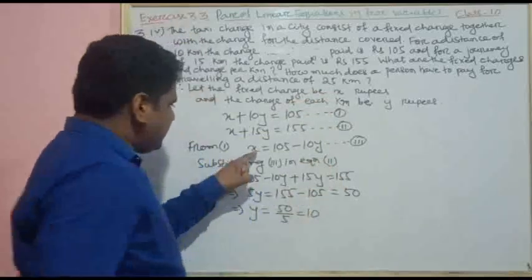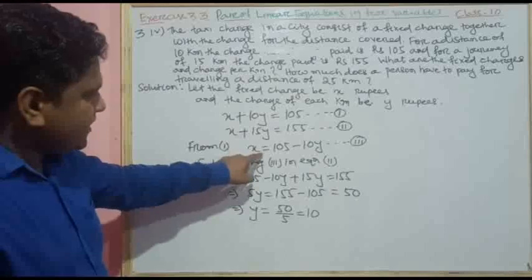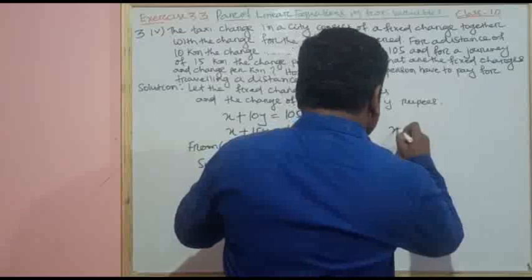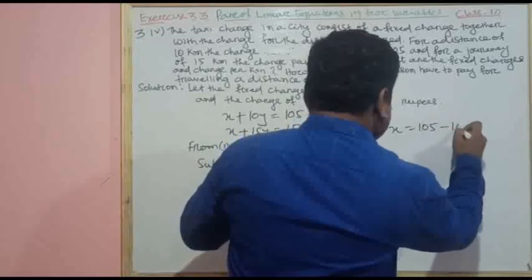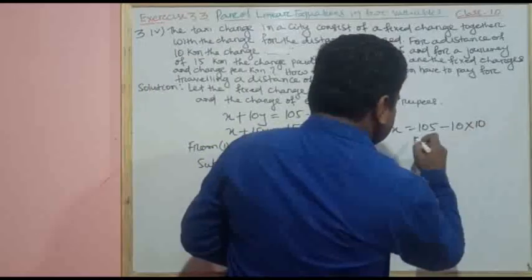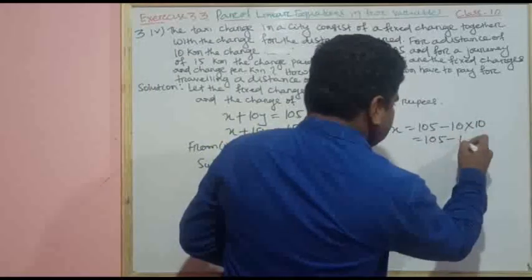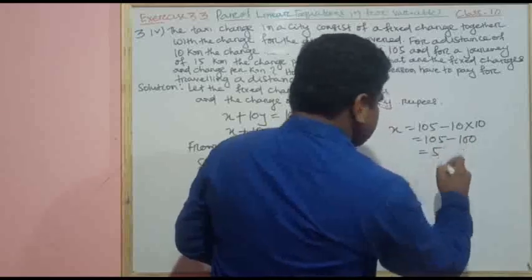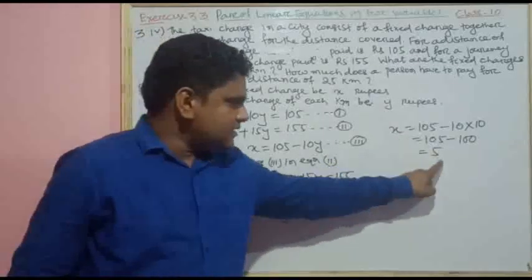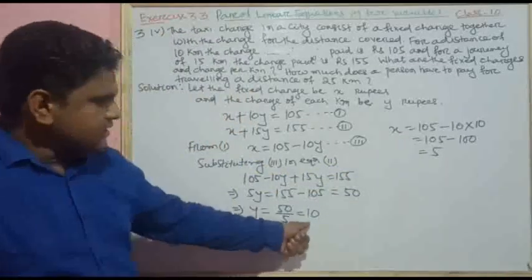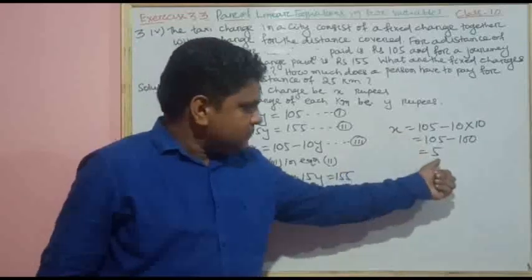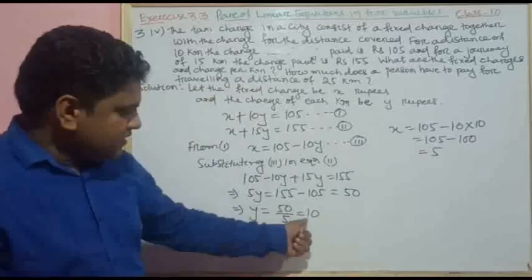That is, we have to find the value of x. For this purpose we can put the value of y in equation 3. That is, x = 105 minus 10 into the value of y, which is 10. It is 105 minus 10 into 10, which is 100. 105 minus 100 is equal to 5. So we got the value of x is 5 and the value of y is 10. So we can write the final answer: the fixed charge is 5 rupees and the charge for each kilometer is 10 rupees.